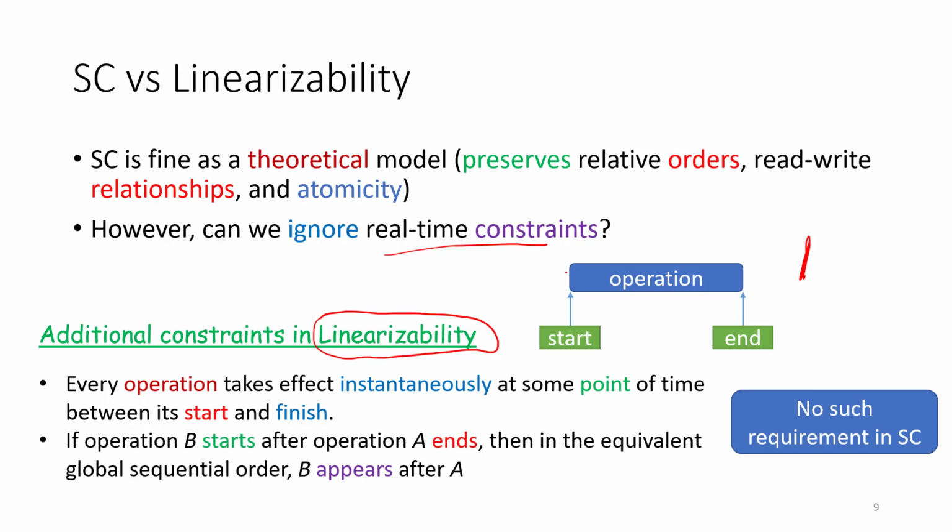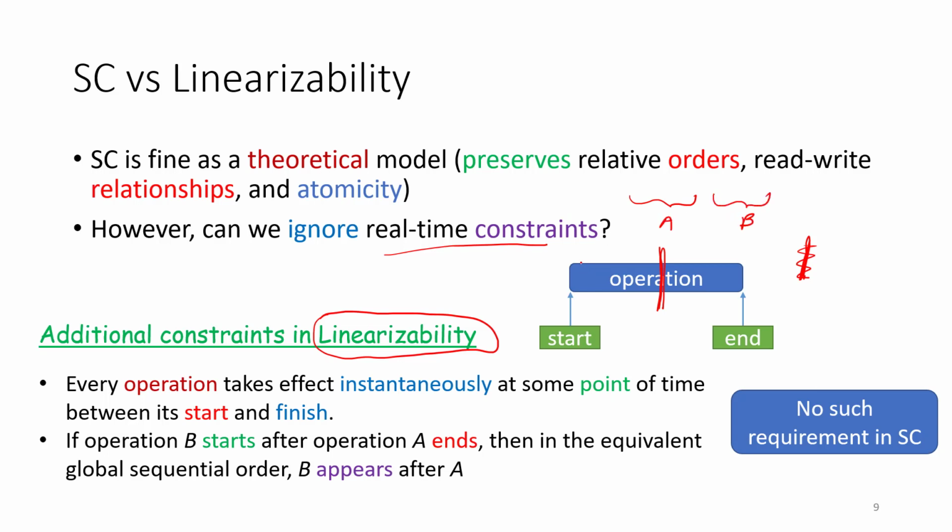In this case, the results of the execution will not be consistent with the real-time order of operations. So linearizability doesn't allow this. It says that the time at which an operation appears to complete instantaneously still has to be between start and end. That's the first point. Another thing it says is that assume operation B starts after operation A ends. So this is operation A and this is operation B.